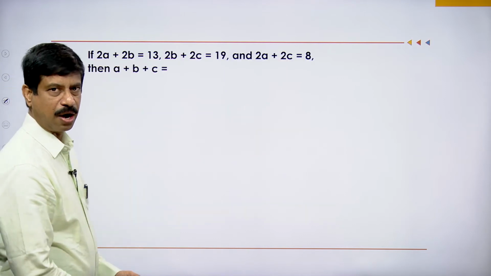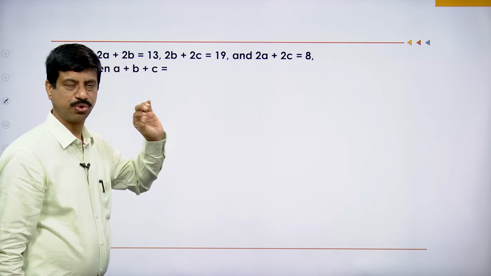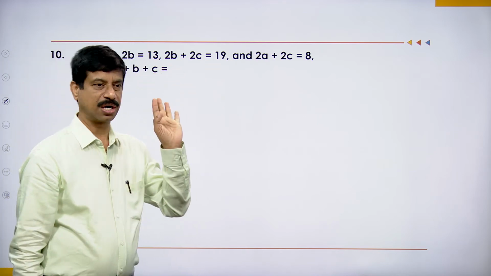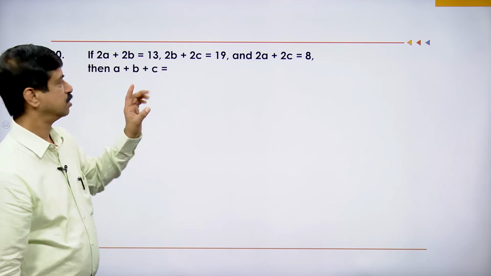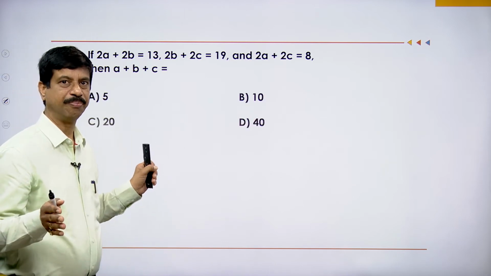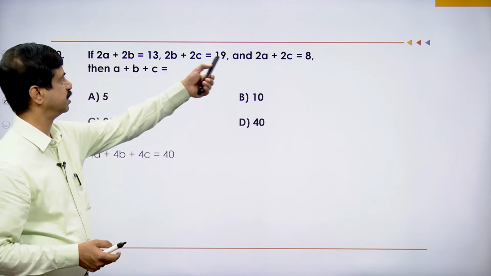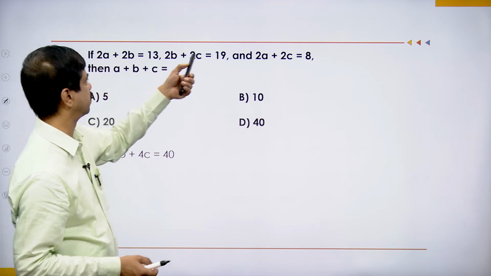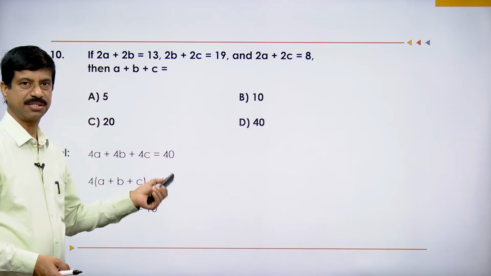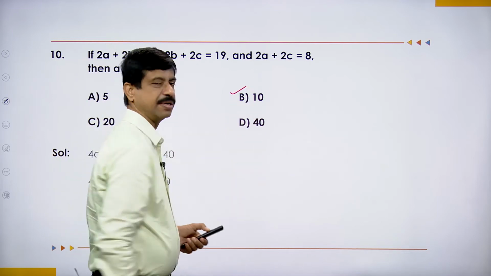Now here it is given 2a plus 2b equal to 13. 2b plus 2c is 9. All are 2 times. So there is a very simple process. Simply if you add all the things, he is asking to find out a plus b plus c. Simply you add them, you will get 4a plus 4b plus 4c. So 4a plus 4b plus 4c is the sum of the 3 things, that is 13 plus 19 plus 8. So that is 40. Take 4 common, 40 is cancelled by 4 10 times. So a plus b plus c is 10. Option B. Quick.